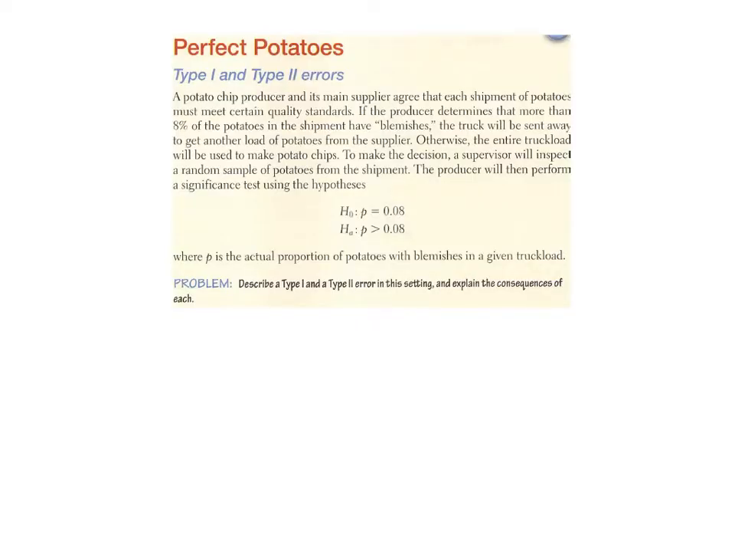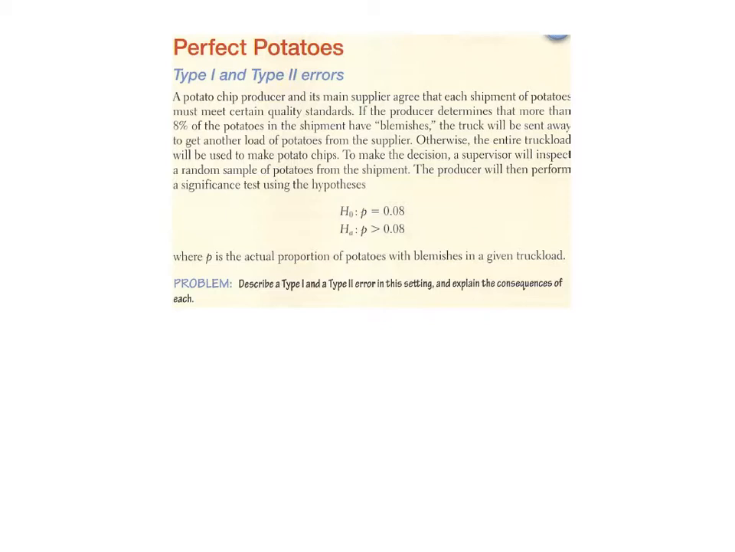Okay, so let's look at this example. Again, pause it for a second and read the scenario and get yourself set up before you start again so that we can go through it. So in this particular example with these potatoes, we've been given a null hypothesis of p is 0.08 and an alternative hypothesis that p is greater than 0.08.